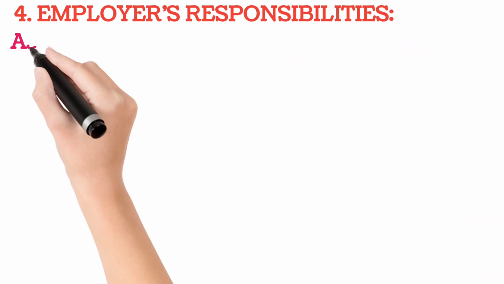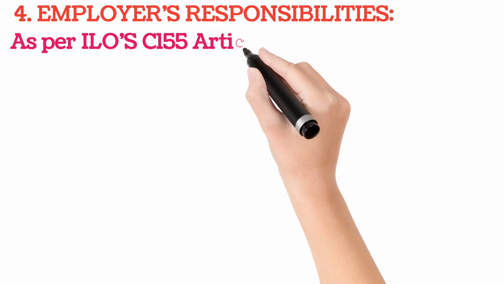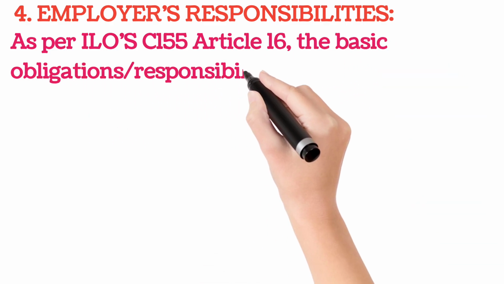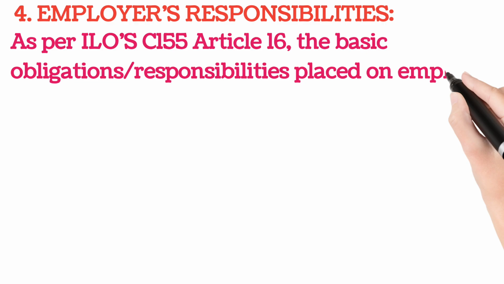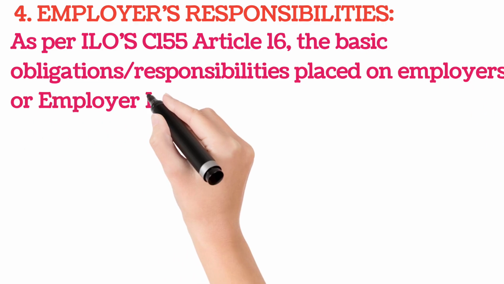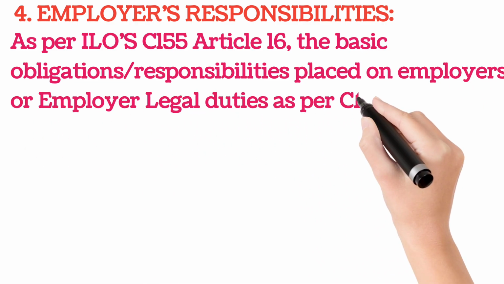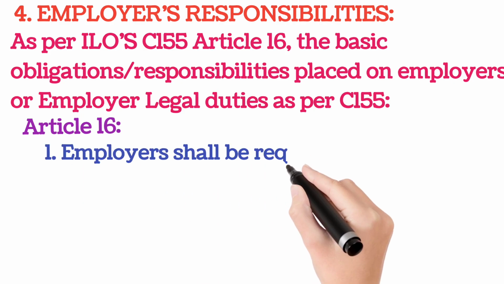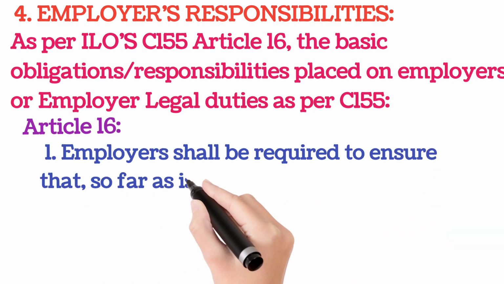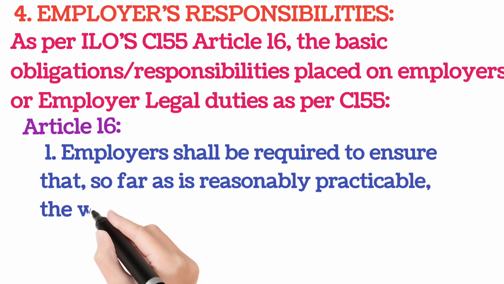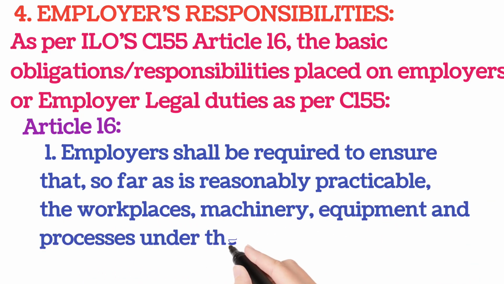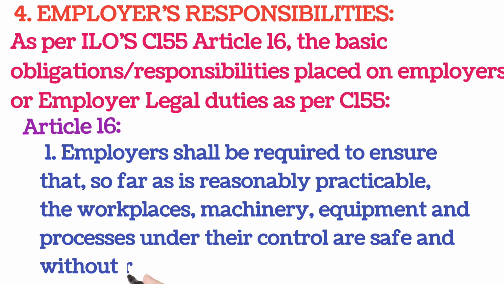Employers' responsibilities. As per ILO's C-155 Article 16, the basic obligations/responsibilities placed on employers, or employer legal duties as per C-155, Article 16. Employers shall be required to ensure that, so far as is reasonably practicable, the workplaces, machinery, equipment, and processes under their control are safe and without risk to health.